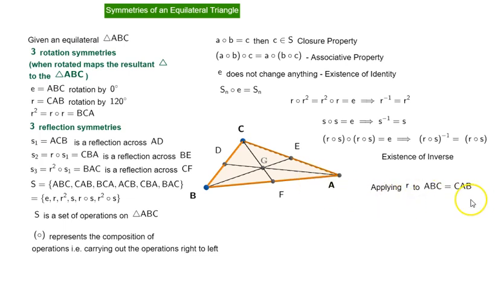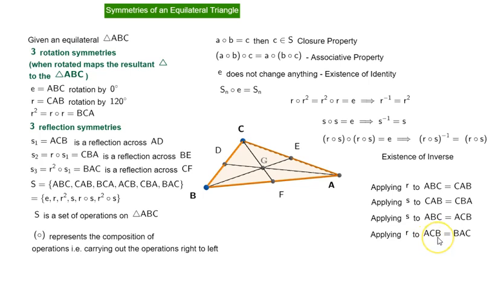Applying R to ABC, we get CAB. Now let's apply S to CAB. We get CBA. Okay, now let's repeat this, but in the other order. We apply S to ABC, we get ACB. And then we apply R to ACB. And it gives us BAC. And here you will notice that these two symmetries are different. Here it is CBA, here it is BAC. So that means it is a non-commutative group.